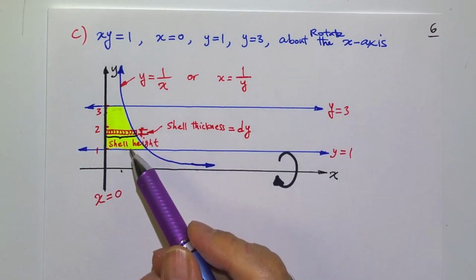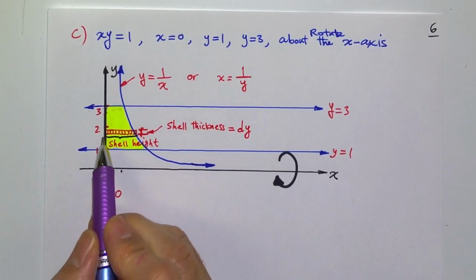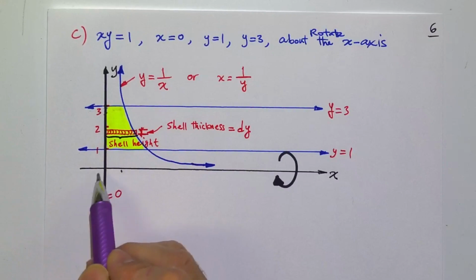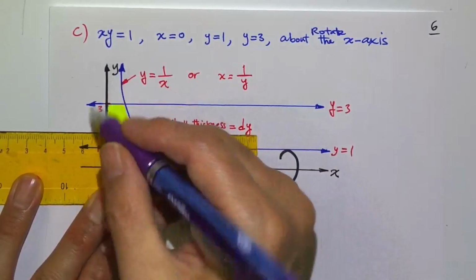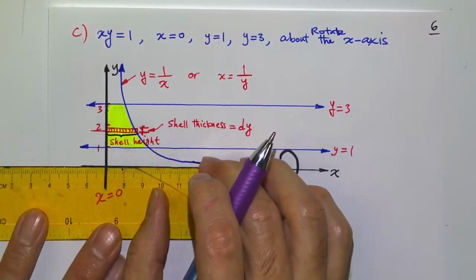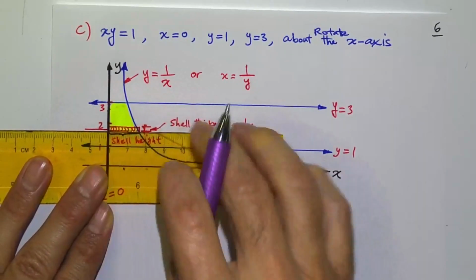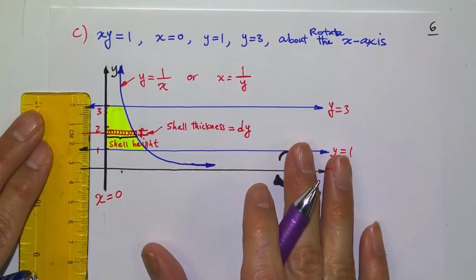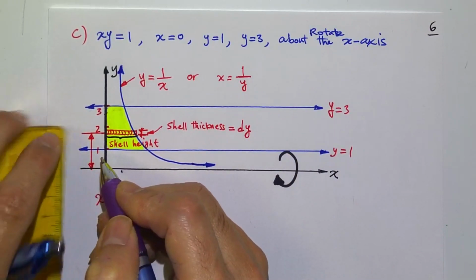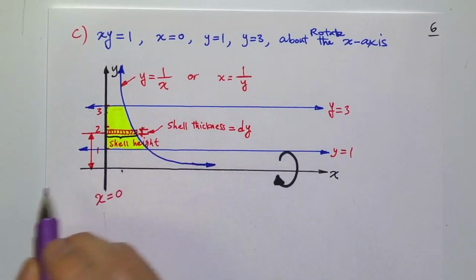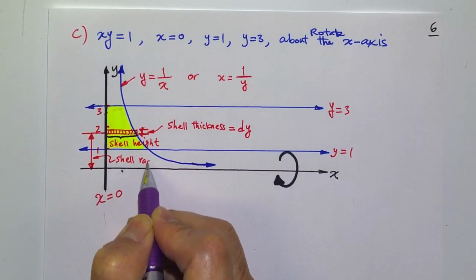Do you see how important it is to sketch these, so that it makes everything clear? Shell height, and the next is shell radius, right? Which is the distance from the center of the shell to the axis of rotation. And I'm going to put that here on this side, from that point to this point, maybe a little bit further, like that. And this distance, so that is shell radius.